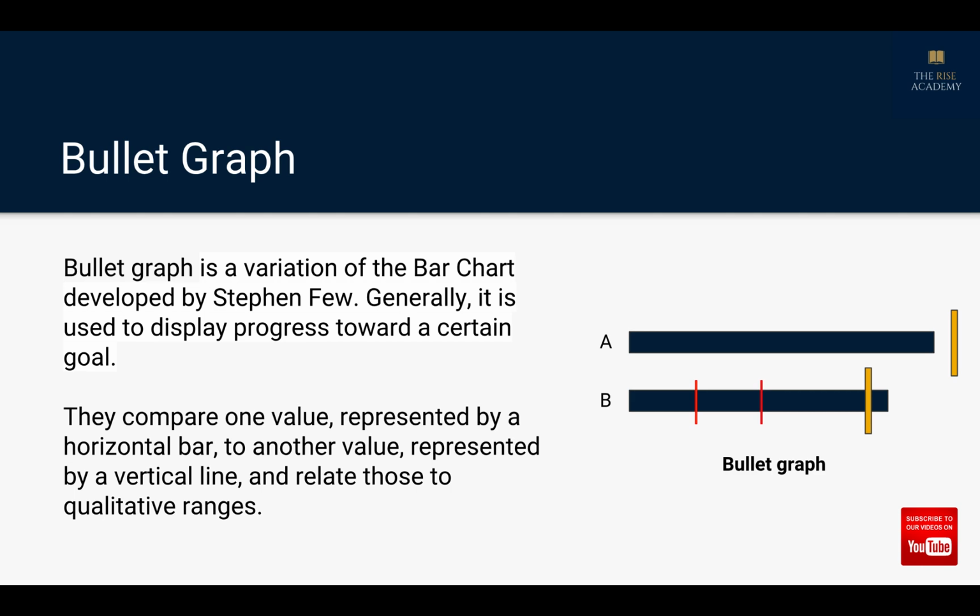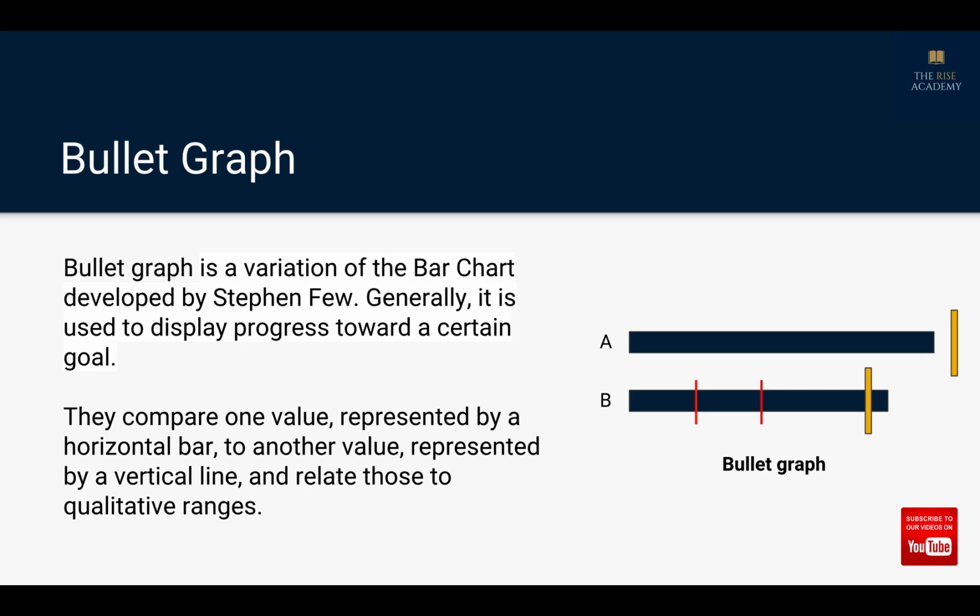They compare one value represented by a horizontal bar to another value represented by a vertical line and relate those two qualitative ranges. So as you can see in this picture, on the right hand side, we have two horizontal bars. One is called A and one is called B. Let's assume that A and B are two metrics that some organization wants to track over a period of time. The yellow vertical bars represent the goals that they want to reach for these particular metrics. And just like a bullet goes and hits the target, in the same way, here the goal for the horizontal bar is to reach the vertical bar.